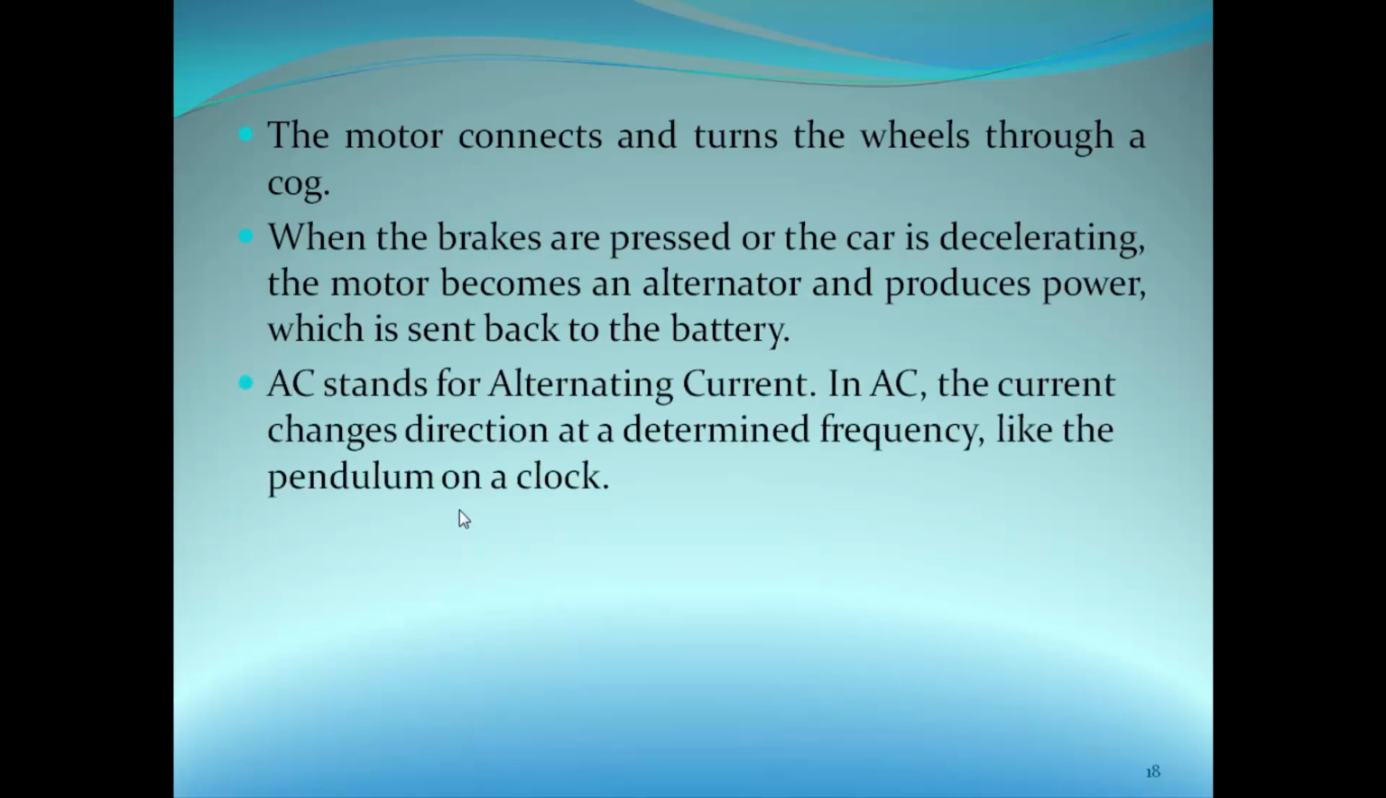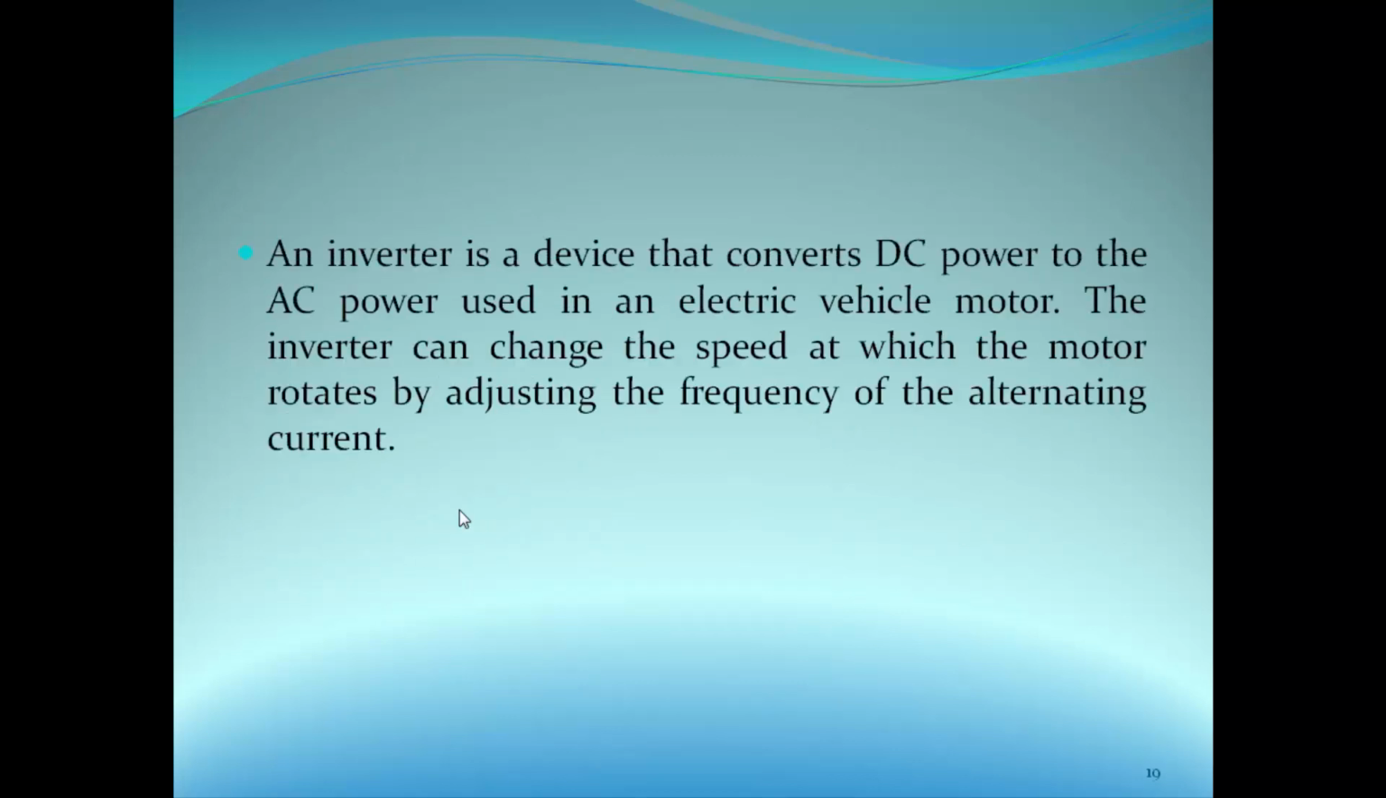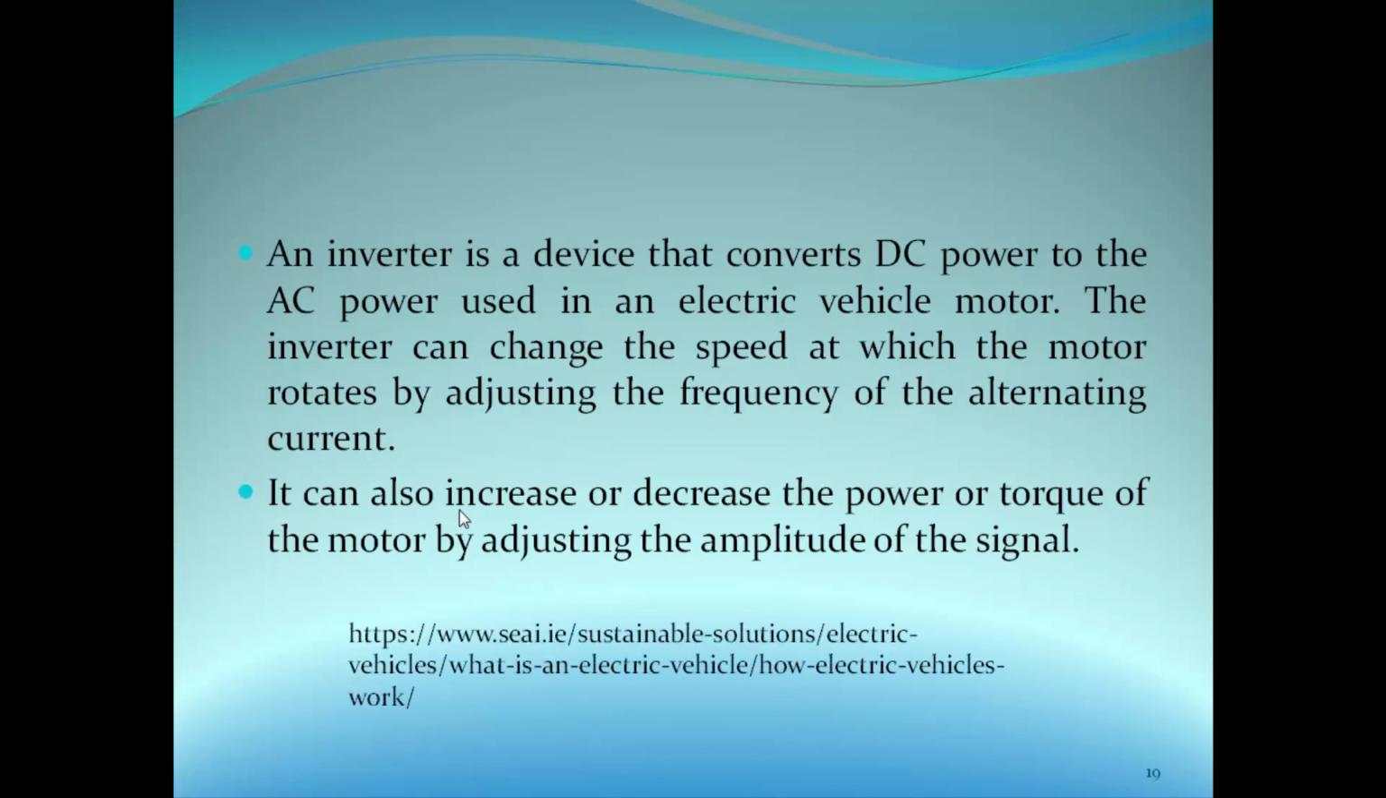AC stands for alternating current. In AC, the current changes direction at a determined frequency, like the pendulum on a clock. DC stands for direct current. In DC, the current flows in one direction only, from positive to negative. An inverter is a device that converts DC power to the AC power used in an electric vehicle motor. The inverter can change the speed at which the motor rotates by adjusting the frequency of the alternating current. It can also increase or decrease the power or torque of the motor by adjusting the amplitude of the signal. You can find more details from this website.